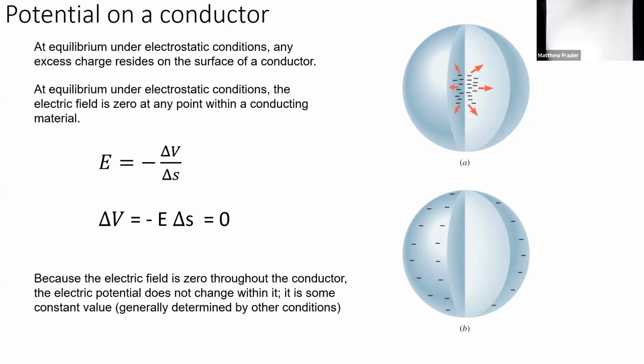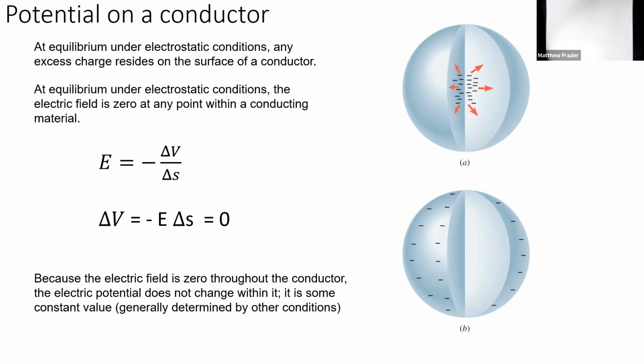So with the electric field 0, then we can calculate how the potential changes through the conductor, which is that it doesn't. The change in potential is 0, which means for any given conductor, the potential is a constant. We don't know what number it is. Right? And that's kind of true for everything else we've done with potential. We care about the difference, not the actual number. But it's some constant value, and it's generally determined by the conditions in our problem or in our setup, whatever it is that we're doing.